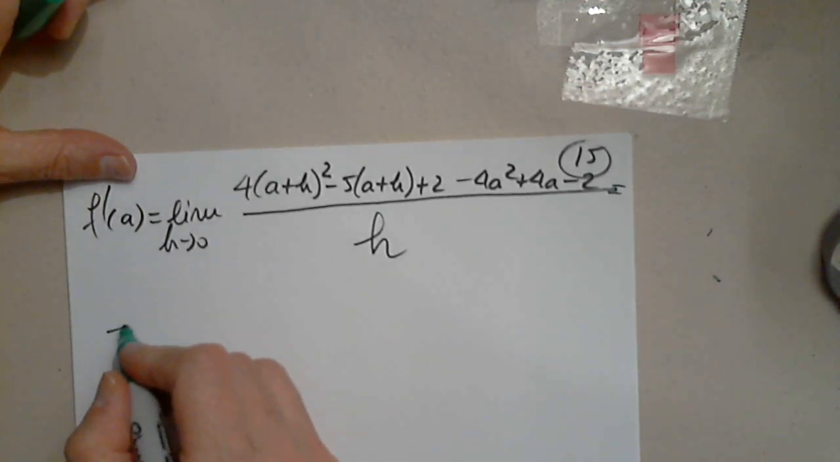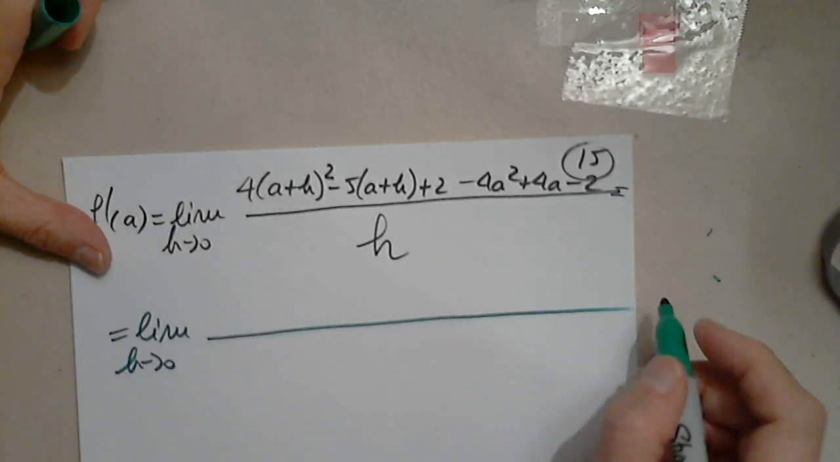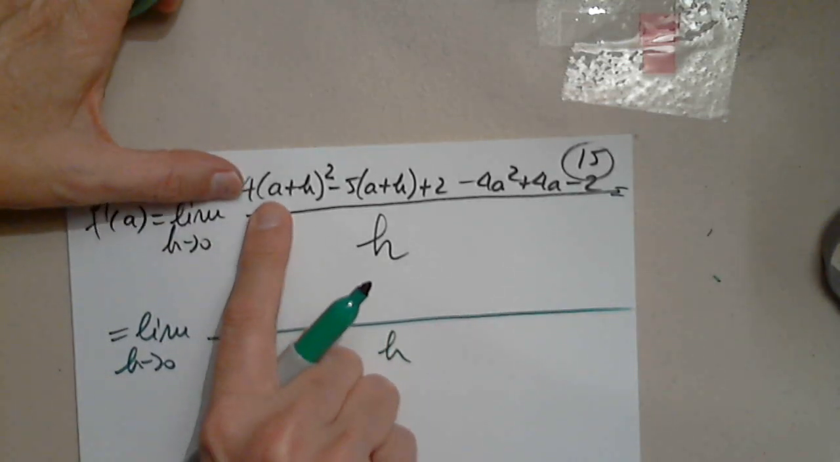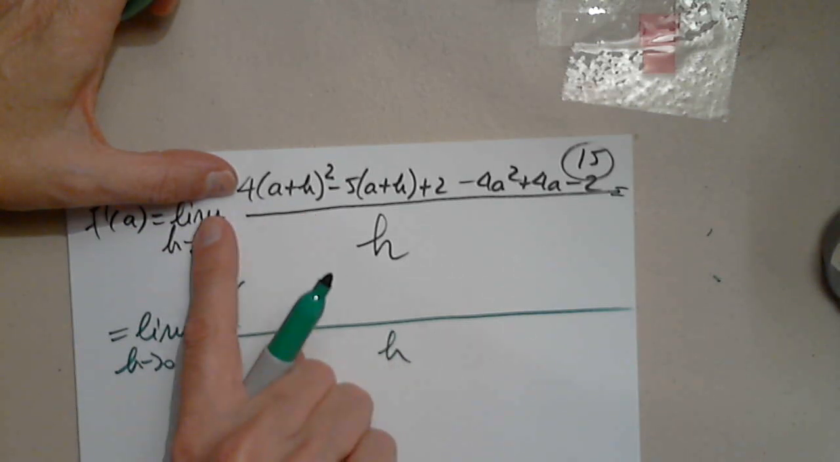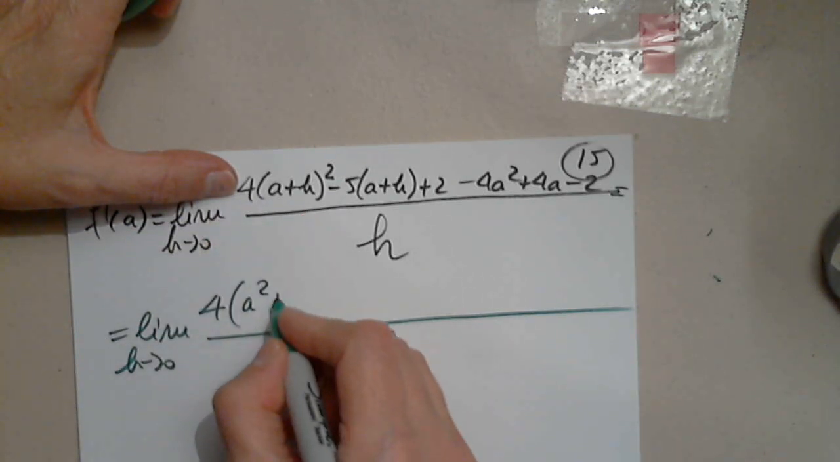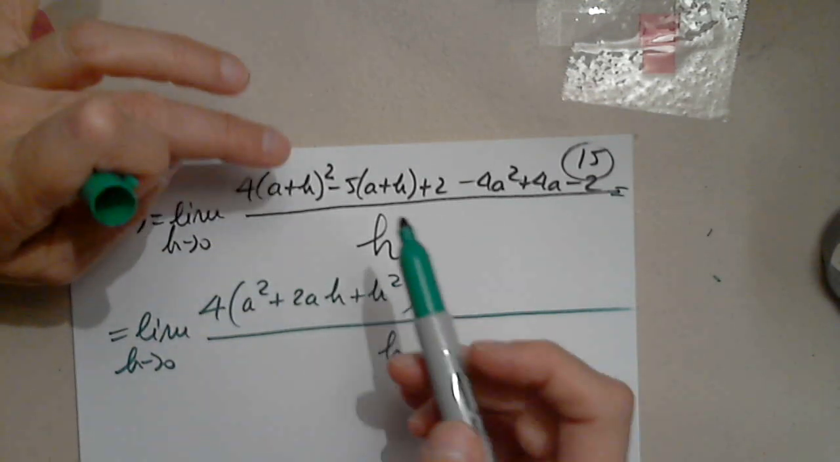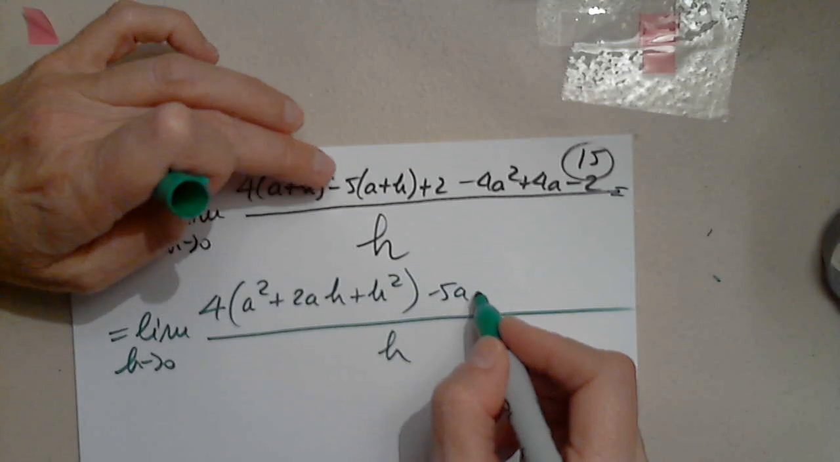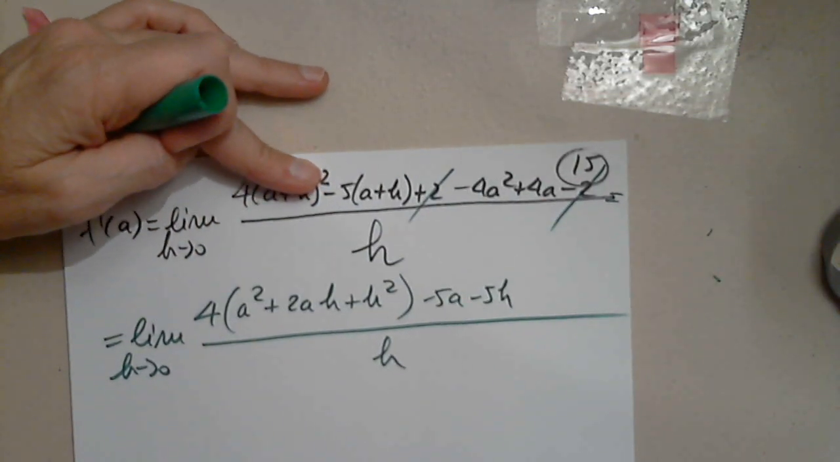Okay, so limit as h approaches 0. I have to expand this, but do not multiply. You have to expand before you multiply. So a squared plus 2ah plus h squared minus 5a minus 5h. I'm going to remove those two. They go away.